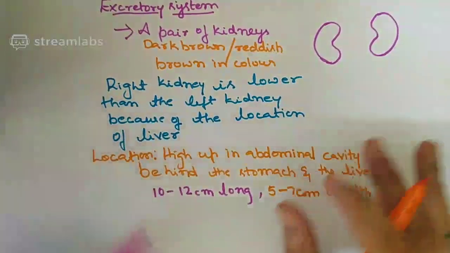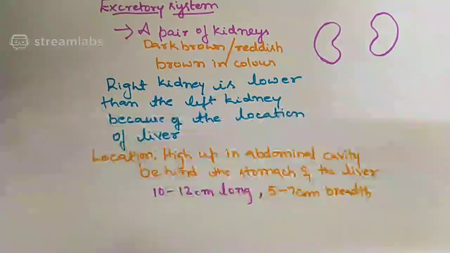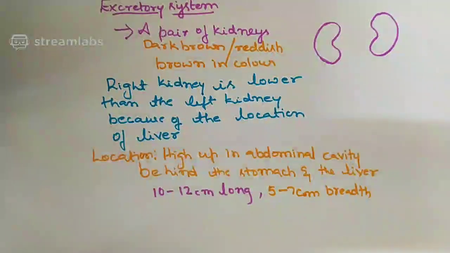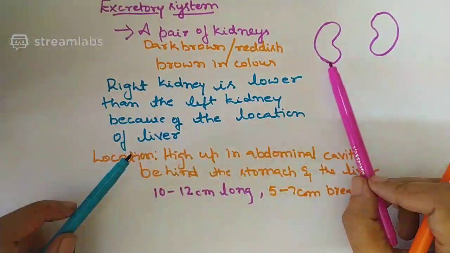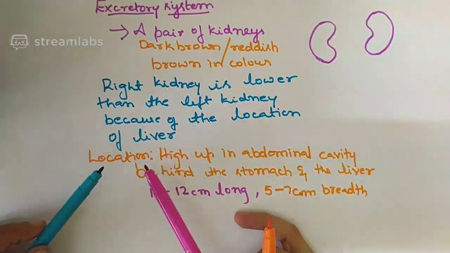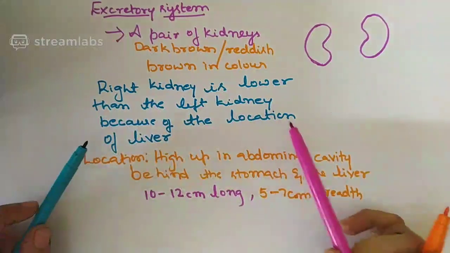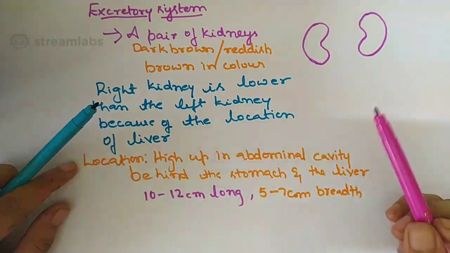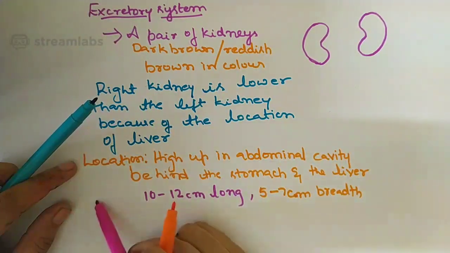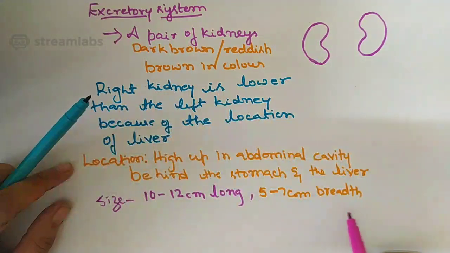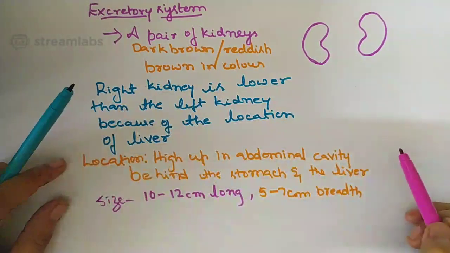Okay. So kidney, a pair of kidney. Color dark brown or reddish brown. The right is slightly lower than that of the left because of the liver. Location where? High up in the abdominal cavity, behind the stomach and the liver. Size, 10 to 12 centimeter long, 5 to 7 centimeter breadth.